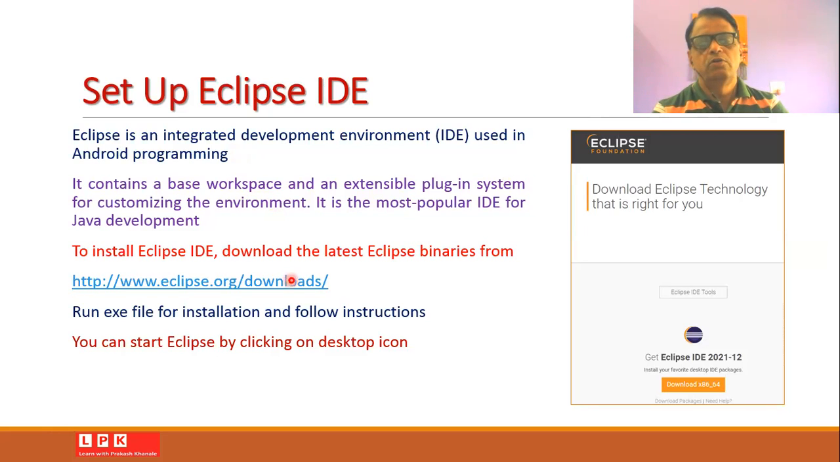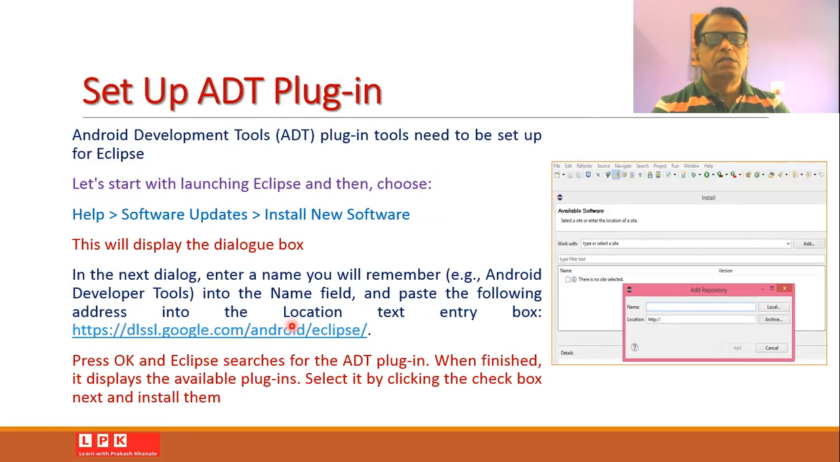So you can search on Google for Eclipse IDE. You can download the latest version of Eclipse, and then you can run the exe file for the installation. So simply you have to follow the steps that are displayed on the screen, and then you can start Eclipse just by clicking on the desktop icon. The desktop icon will be created, and then if you click on it, then Eclipse will get started. It is also necessary that you install the Android Development Tools ADT plugin.